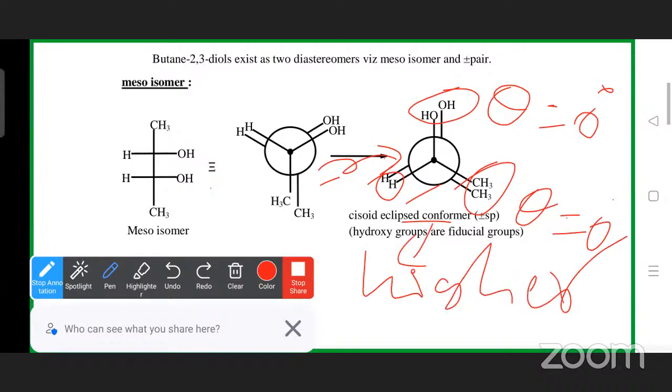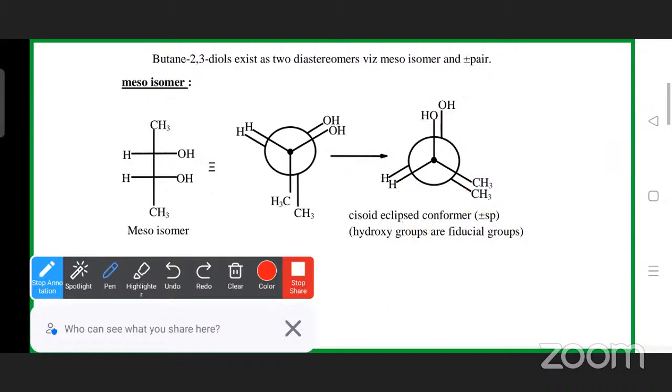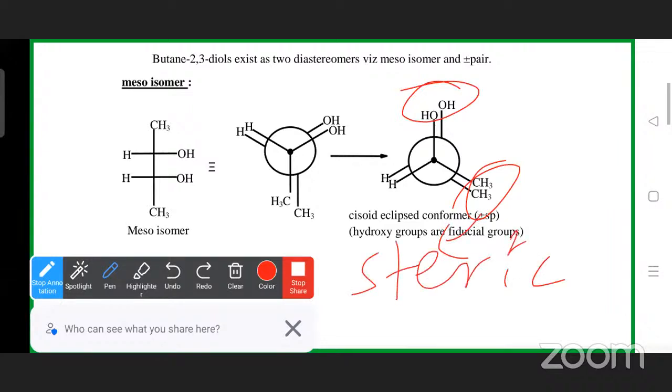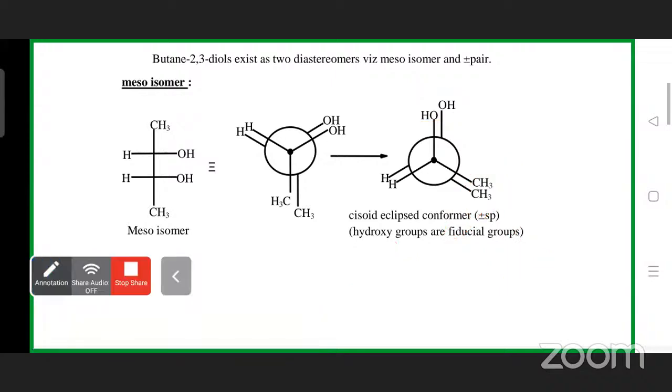With the higher energy conformation, so least stable conformation here. Why is it higher energy? Because these groups are eclipsing each other, so they will suffer from steric strain. That's why it takes more energy to maintain this eclipsed conformation. That's why it is a higher energetic conformation and least stable conformation.